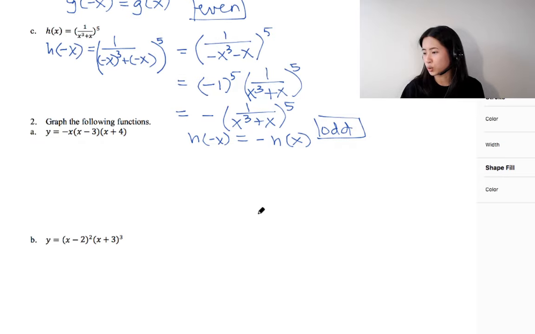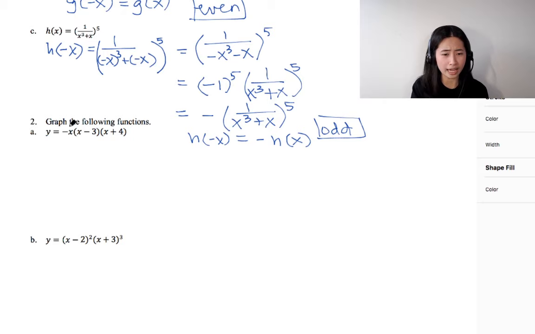So for number 2, it says graph the following functions. You have y is equal to negative x times x minus 3 times x plus 4. Okay, so we're just going to do a recap with multiplicity and degree, and also the sign of your leading coefficient. Those are the 3 things you have to remember if you're graphing functions, and specifically polynomial functions, right? So this is a polynomial function. First, let's identify 3 things as I mentioned.